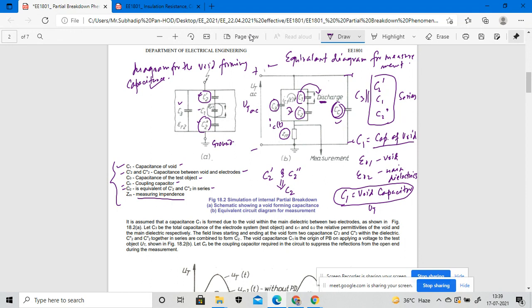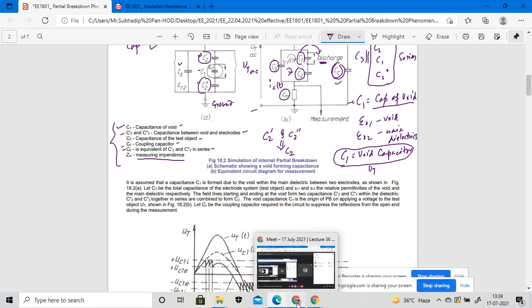So that is actually my equivalent circuit diagram for the measurement of the discharge values, which will be generated due to the void capacitor C1, the combined values of C2, as well as the coupling capacitor. Okay, and also the test object C3, the test capacitor it is.